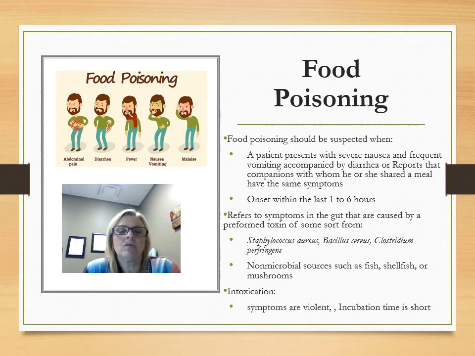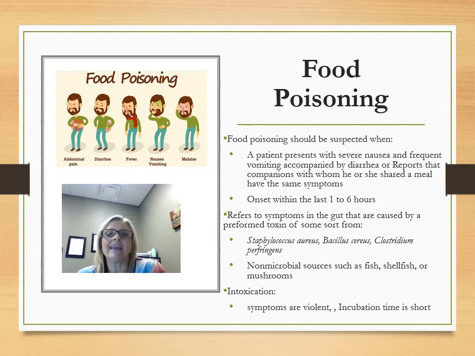Food poisoning. Now we need to remember when we're talking about food poisoning, we're referring to symptoms that are actually caused by the toxin and not an infection, okay? And so food poisoning should be suspected whenever a patient presents with severe nausea and vomiting accompanied by diarrhea. And then when others that have shared the same meal have the same symptoms. Onset is going to last about 1 to 6 hours. And it can be caused by things like Staph aureus, Bacillus cereus, Clostridium perfringens. You can also have non-microbial sources, fish, shellfish, even things like mushrooms, okay?